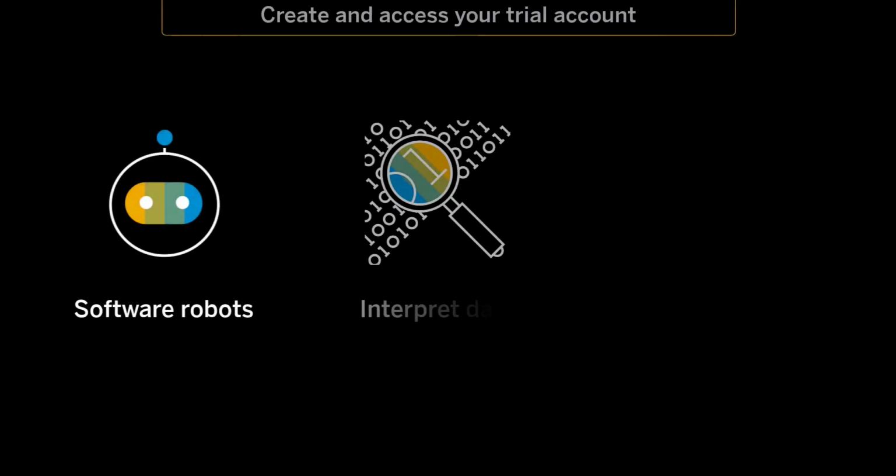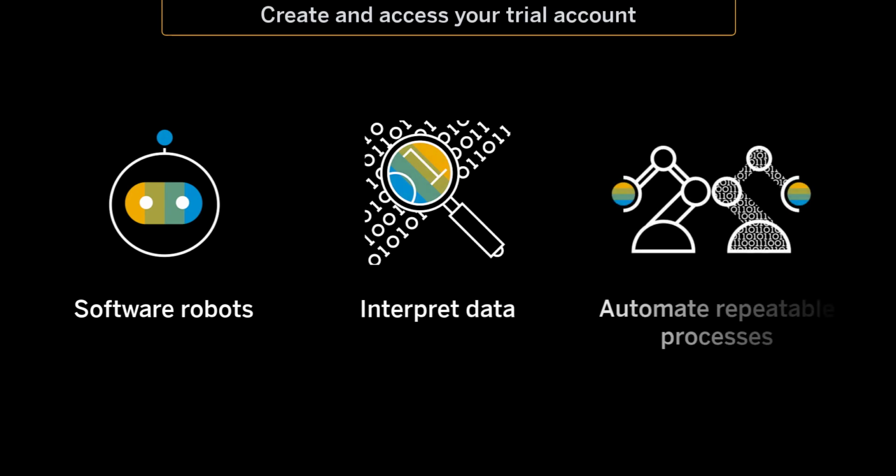SAP Intelligent Robotic Process Automation, or RPA, lets you automate repeatable business processes. In this tutorial, you'll learn how to start a free trial account using the SAP Business Technology Platform.